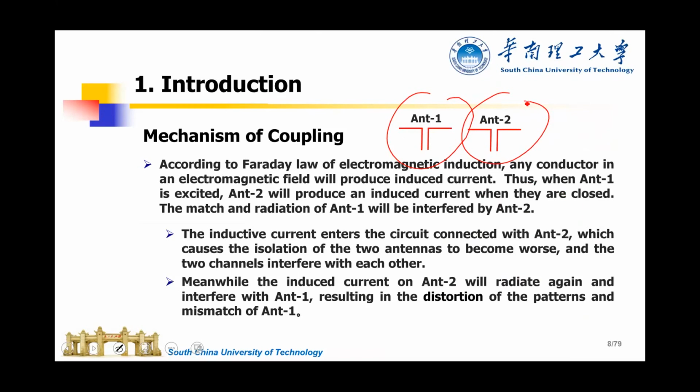First, inductive currents flow into the circuit connected with antenna 2, which causes the reflection, so causes the mismatching and makes the isolation worse. And meanwhile, the induced current on antenna 2 will radiate again and interfere with antenna 1, resulting in distortion of the patterns and mismatch of antenna 1.